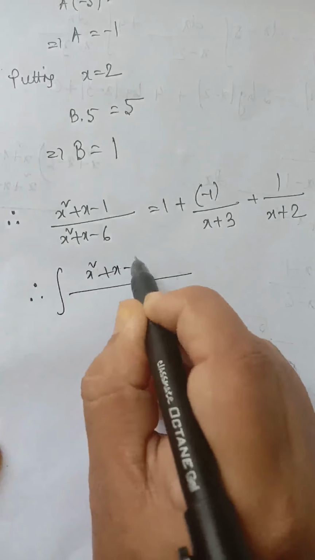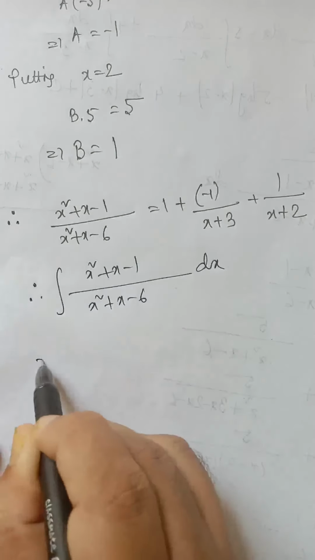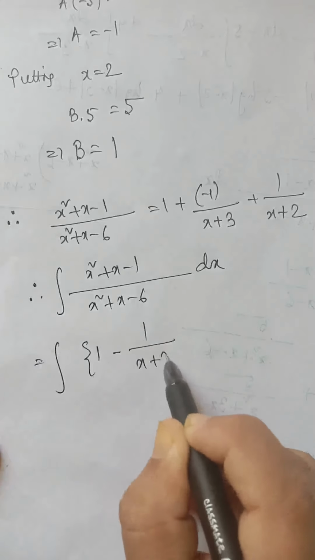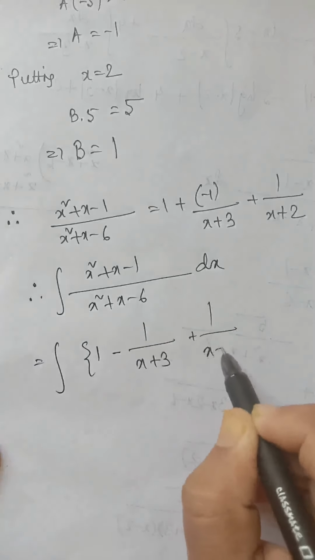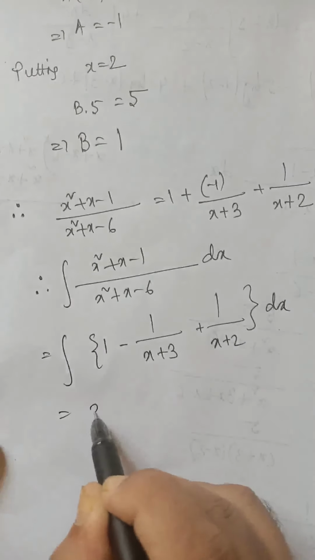We have to integrate this. This is the given question. This equals the integration of 1 minus 1 by x plus 3 plus 1 by x plus 2 dx. Now 1 by 1 I will integrate. Integration of 1 is x.